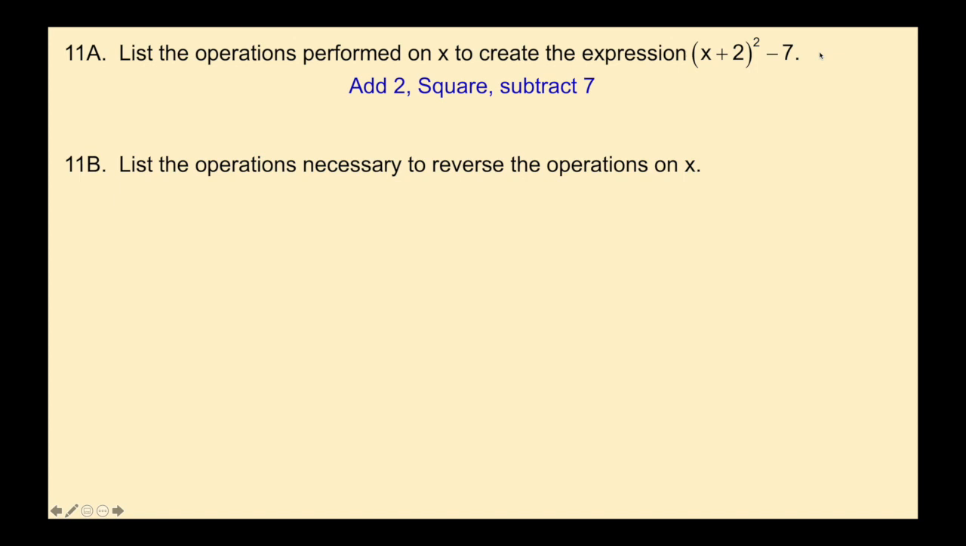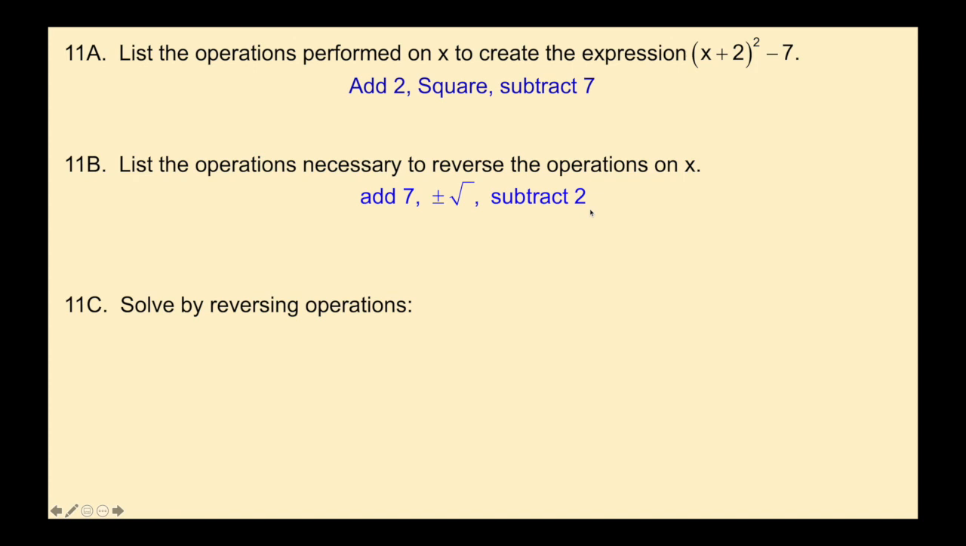So when we go to reverse the operations on x here, we're going to start by adding 7. Then we would be taking the square root of that quantity and putting a plus and minus with that. And then our final step would be to subtract the 2.